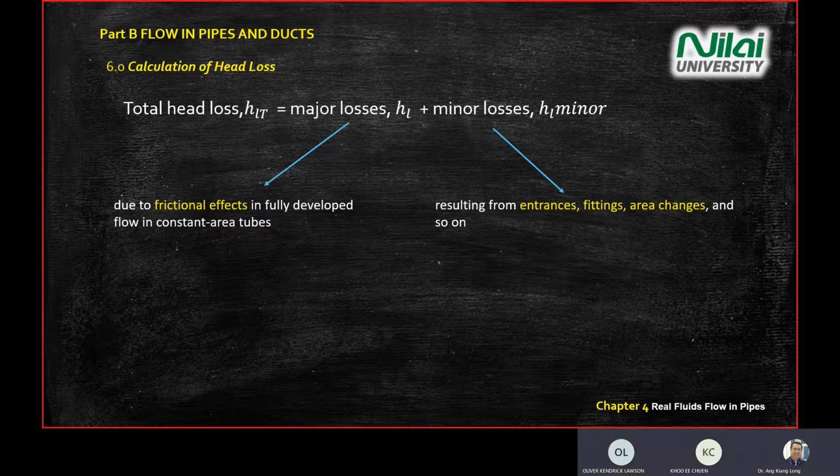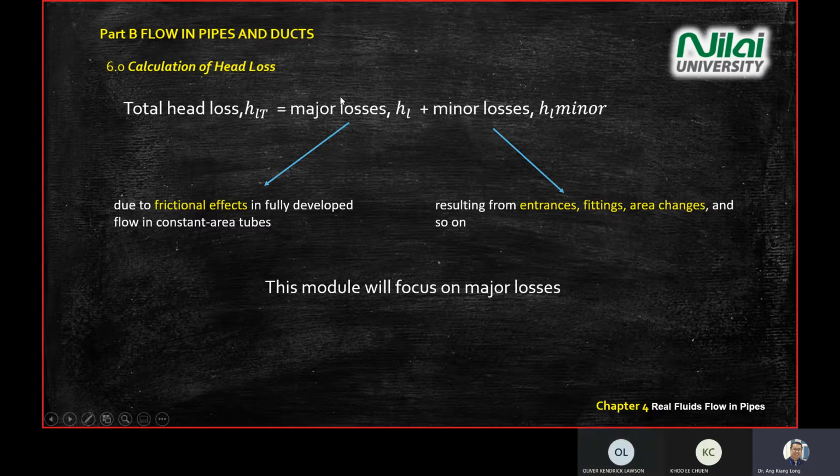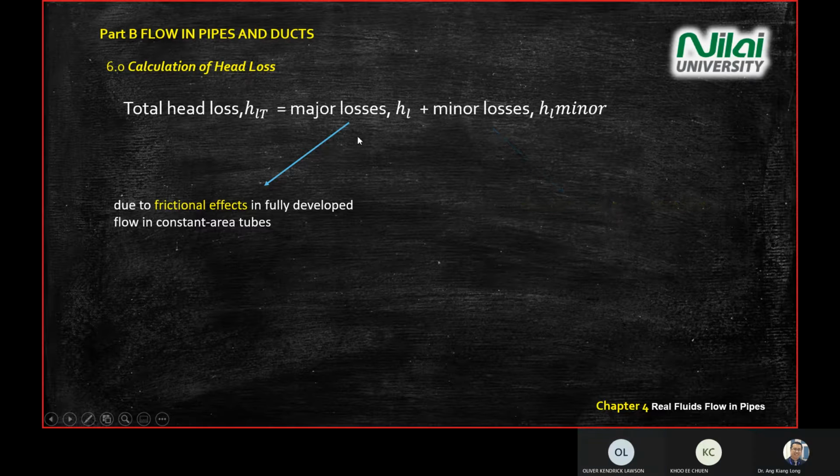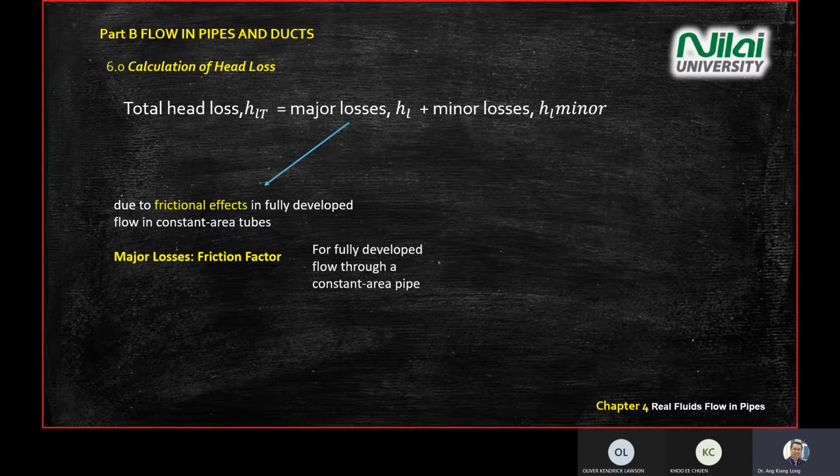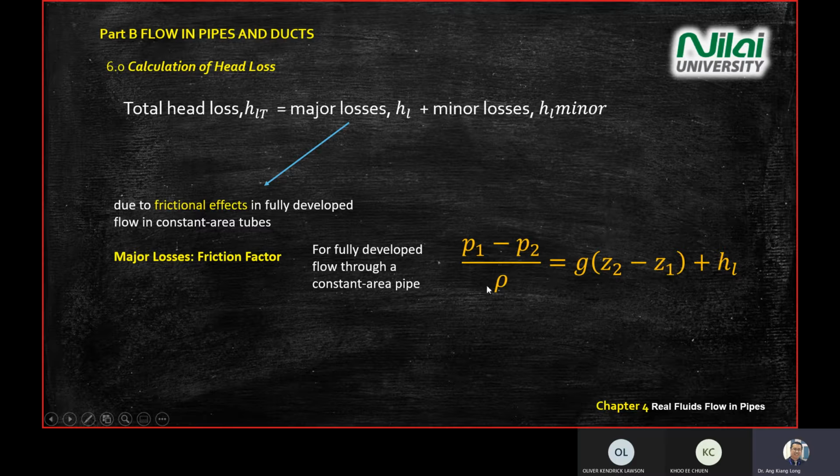Yes, sir. Right. So again, this module is only focused on major losses. It's quite easy to score for this topic, where we'll look at one graph and a few equations only. Since the major loss is because of the friction, we will look at the friction factor, given by this equation.